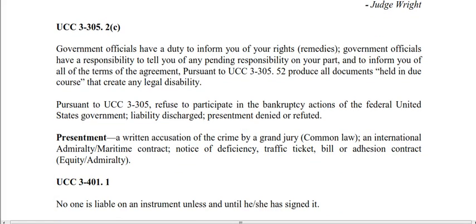UCC 3-305. Government officials have a duty to inform you of your rights or remedies. Government officials have a responsibility to tell you of any pending responsibility on your part and to inform you of all the terms of the agreement pursuant to UCC 3-305. Produce all documents held in due course that provide any legal disability. So if you refuse to participate in the bankruptcy actions of the federal United States government, liability discharges, presentment denied or refuted, pursuant to UCC 3-305.